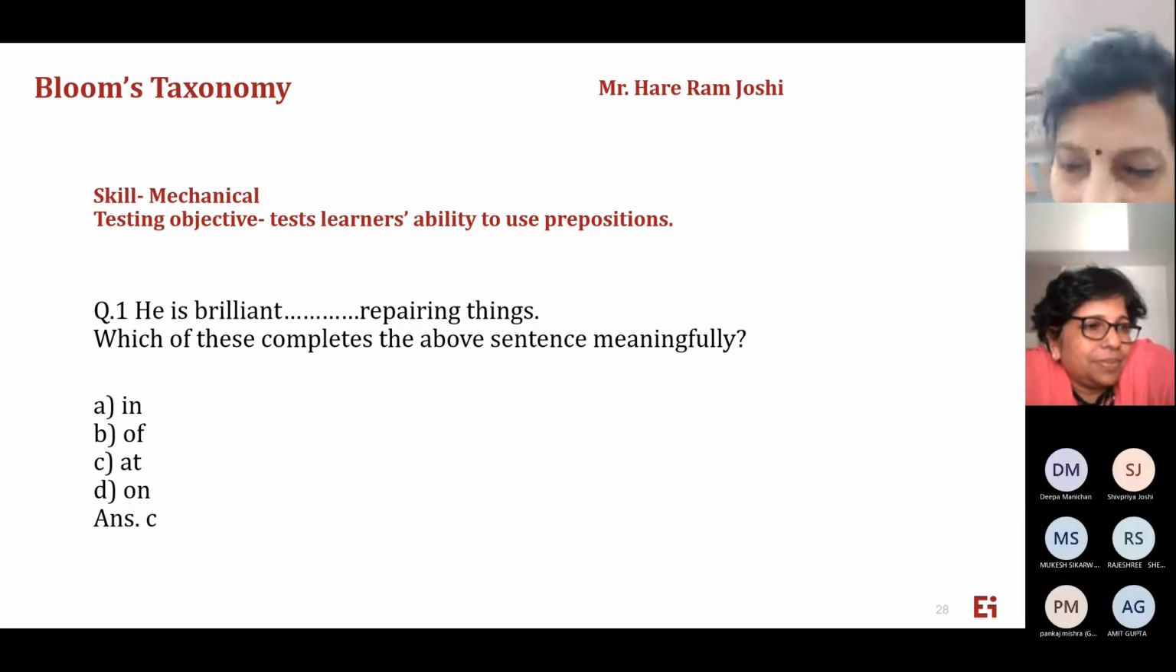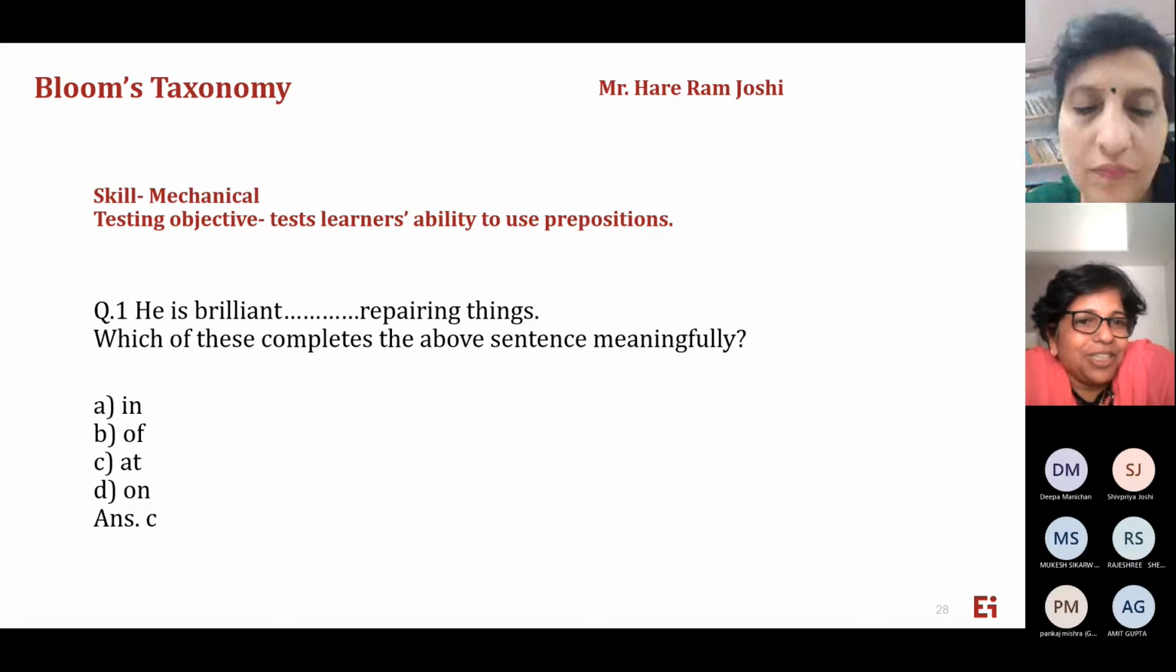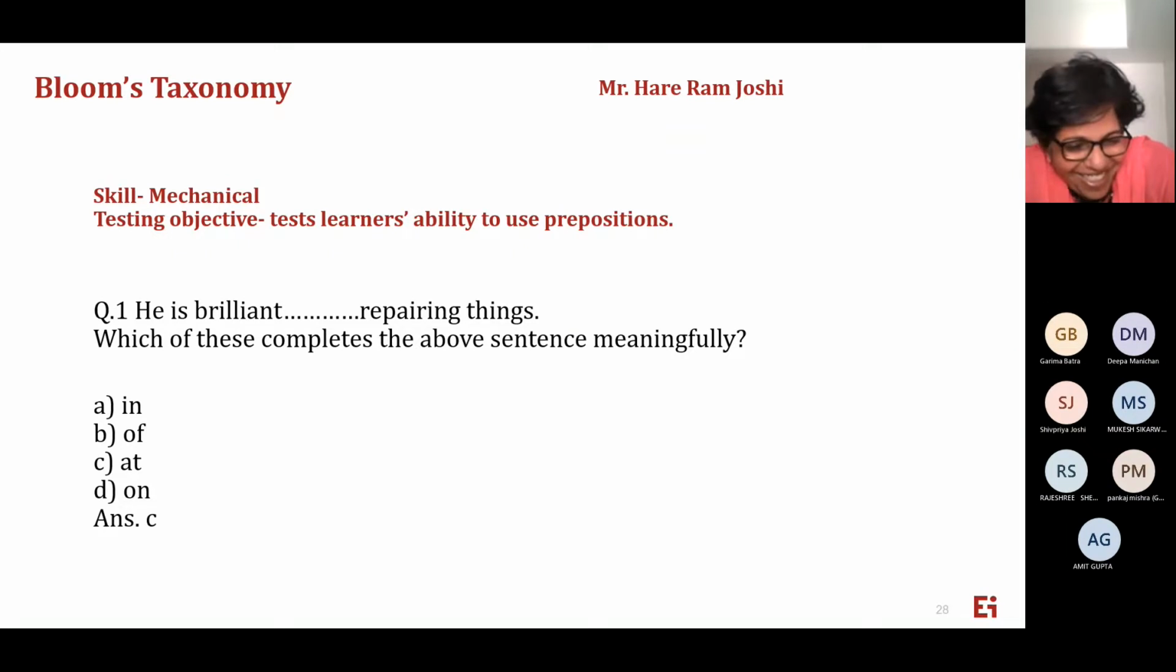Ma'am, can it come under application? Because generally students are told that the preposition at is used when some skill is mentioned. So here, repairing things can be a new situation. So can it come under the apply application skill? No, you were responding to Joshi sir, so you will have to reframe it as a statement and not a question.